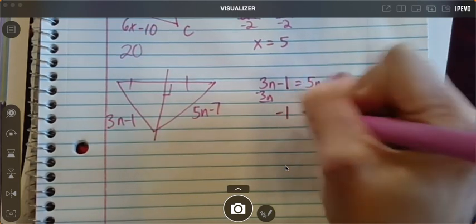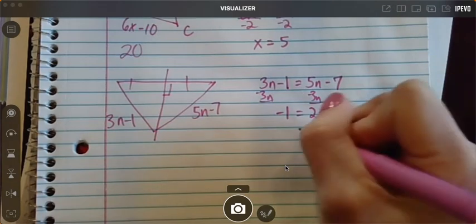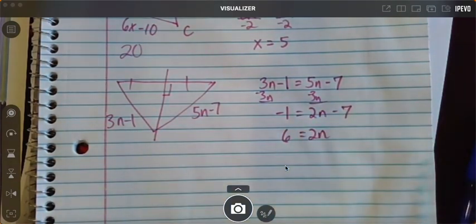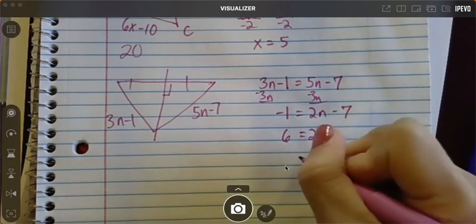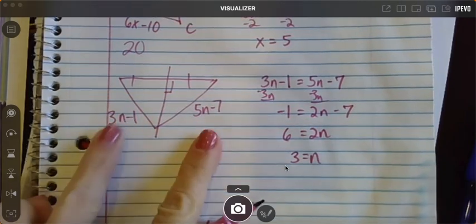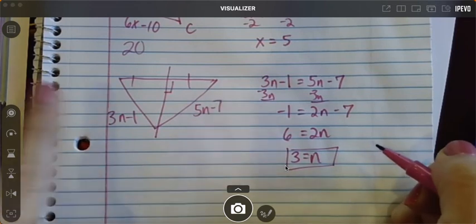So negative 1 equals 2n minus 7. Then what? Add 7. So 6 equals 2n. Then what? Divide by 2, and I get n is 3, and I may stop there, or it may say, what's the length of those two things? So that's part of my answer, but then it wants me to plug it in.